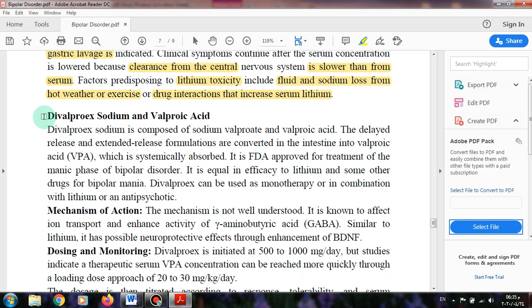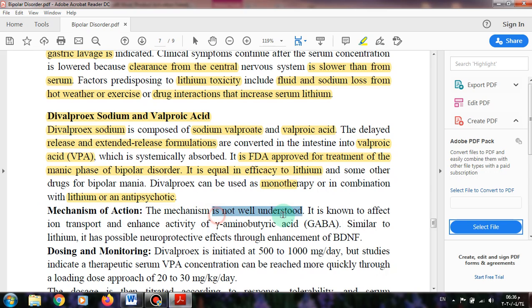The second mood stabilizing agent is divalproex sodium and valproic acid. Our focus is on divalproex sodium, which is composed of sodium valproate and valproic acid. Upon administration of the delayed release and extended release formulations, it is usually converted in the intestines into valproic acid. And it is the drug of choice for the treatment of bipolar disorders, and it is systemically absorbed. It is FDA approved for the treatment of the manic phase of bipolar disorders, with efficacy equal to that of lithium, and can be used as monotherapy or in combination with lithium or antipsychotic agents.